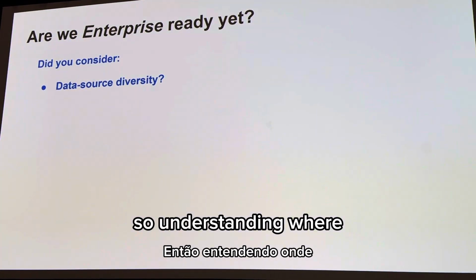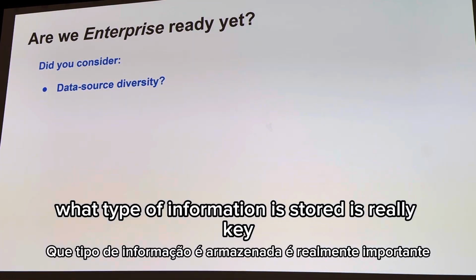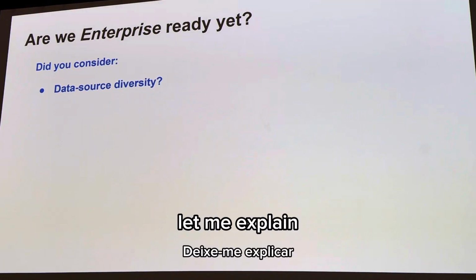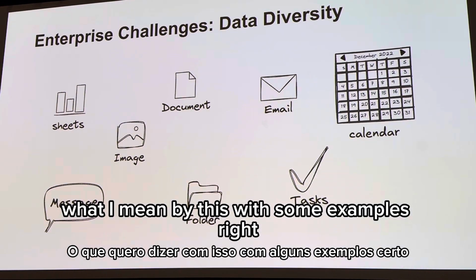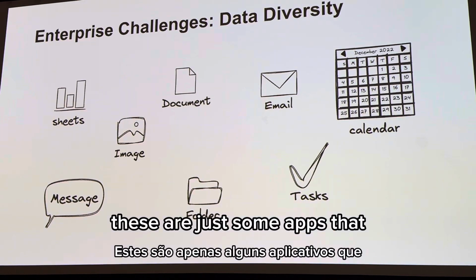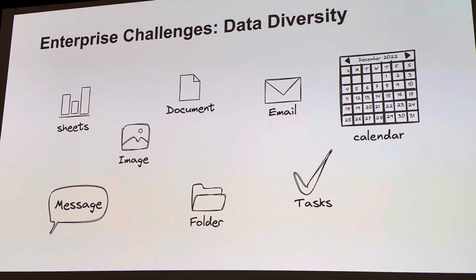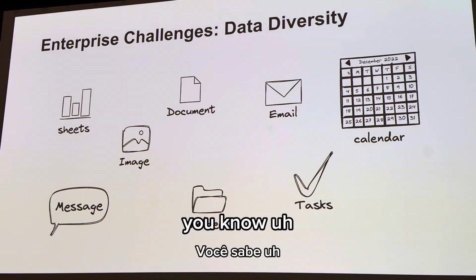So understanding what type of information is stored where is really key. Let me explain what I mean by this with some examples. These are just some apps that any knowledge worker will be referencing.